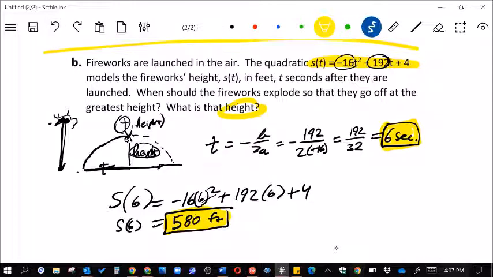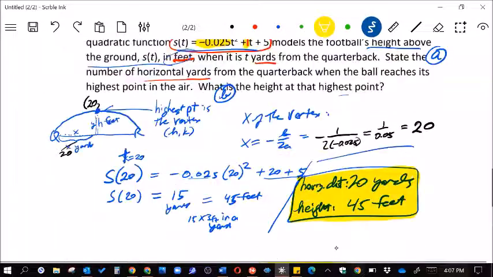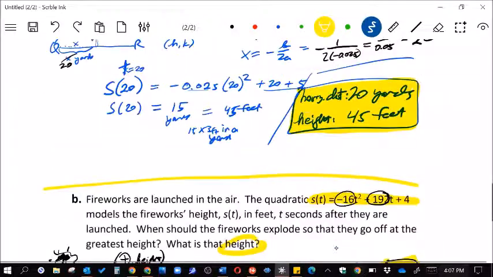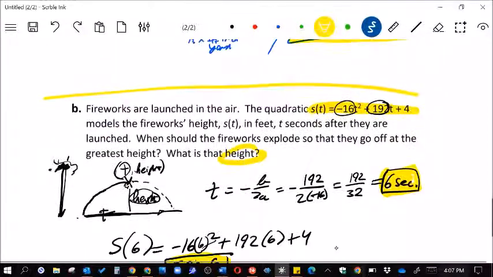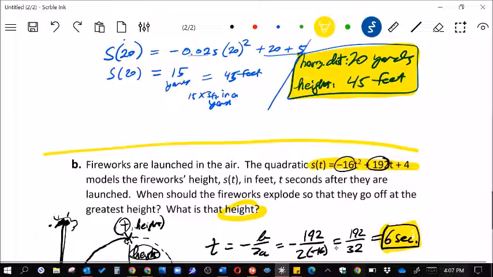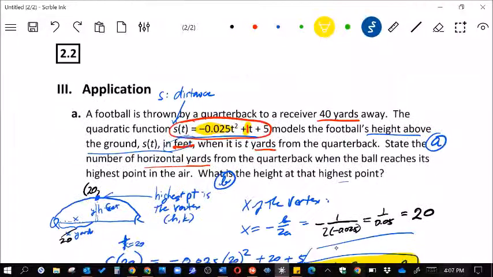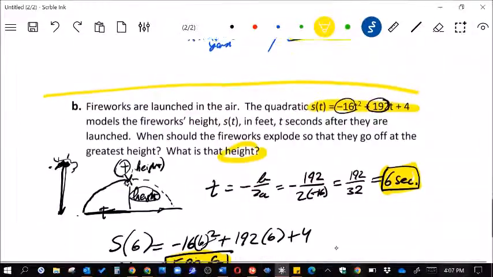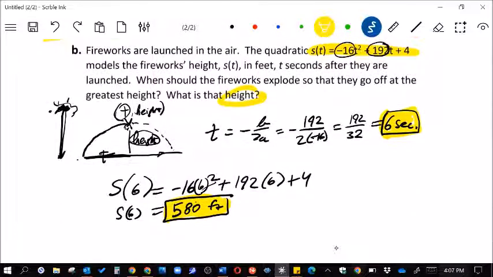So those application problems show using the negative b over 2a format to help you get the x of the vertex and what it stands for. Here, there were specific meanings to that: a certain distance, or a certain amount of time, and the height, of course, in each one.